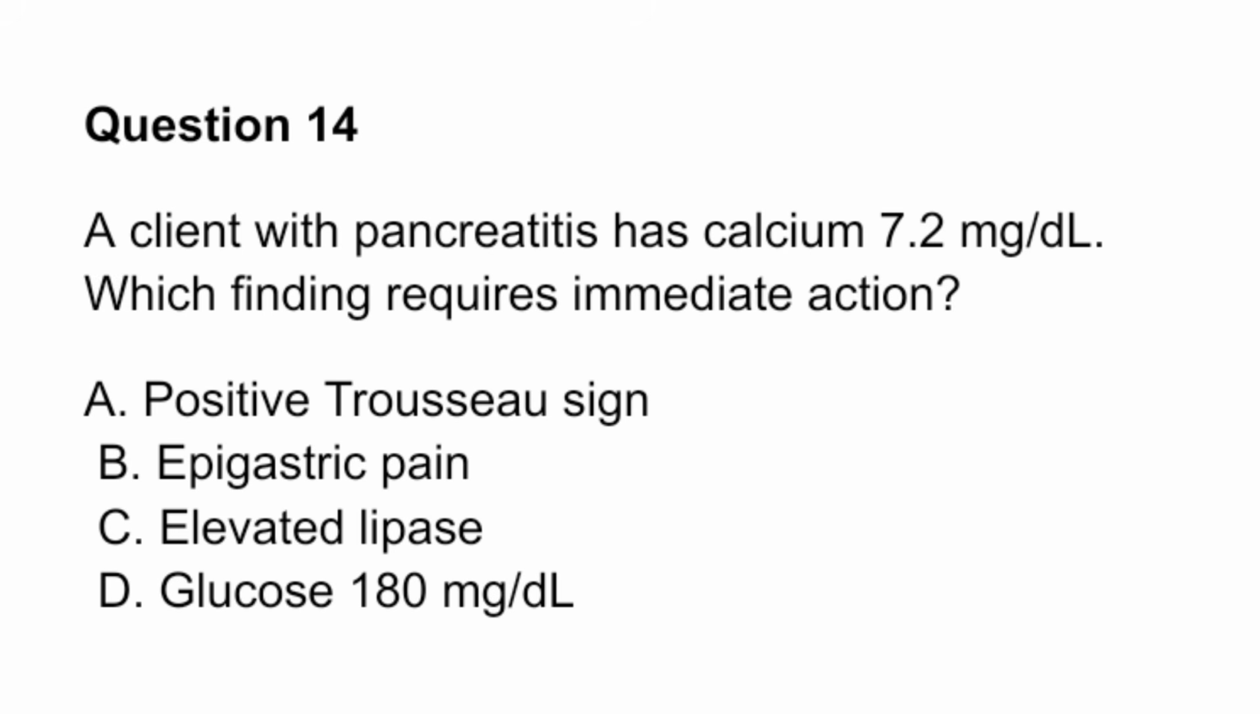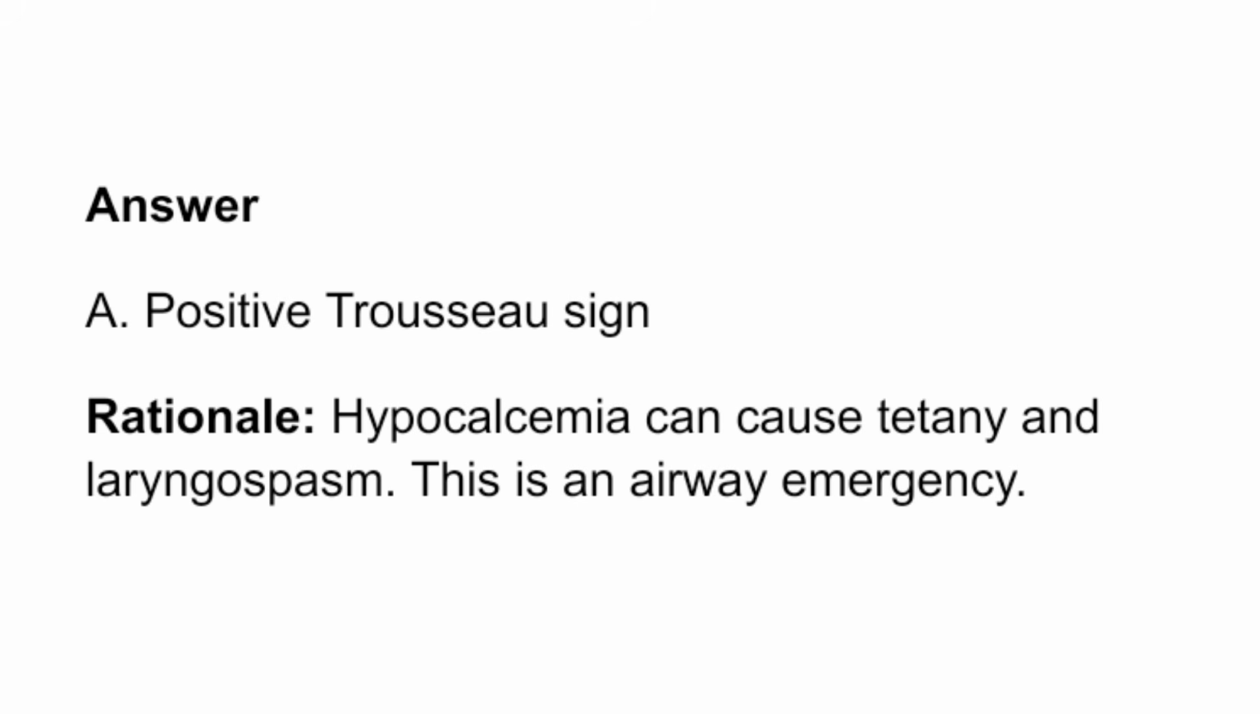A client with pancreatitis has calcium 7.2 milligrams per deciliter. Which finding requires immediate action? A. Positive Trousseau sign. B. Epigastric pain. C. Elevated lipase. D. Glucose 180 milligrams per deciliter. Answer. A. Positive Trousseau sign. Rationale. Hypocalcemia can cause tetany and laryngospasm. This is an airway emergency.